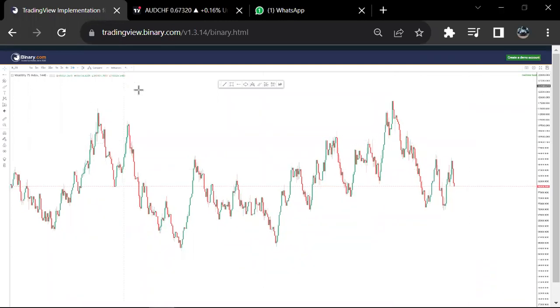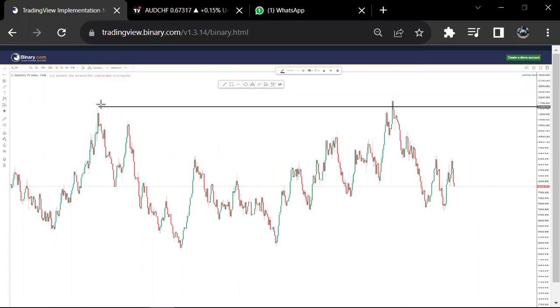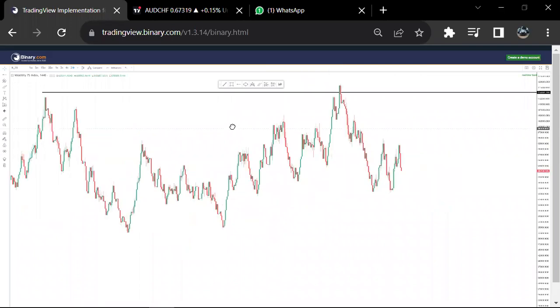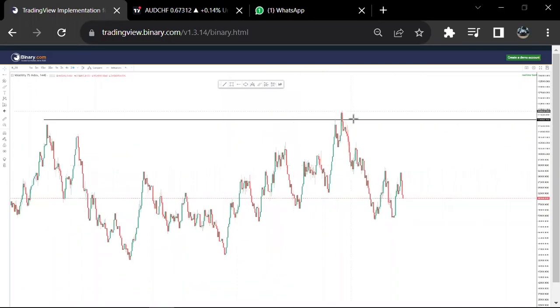So the first pair that we're going to be looking at is VIX 75. We're going to highlight the highest height of VIX 75, which was that one. That's the previous highest height. So what you see here, guys, we call it a fake breakout. You don't need to get caught on the wrong side of the market.